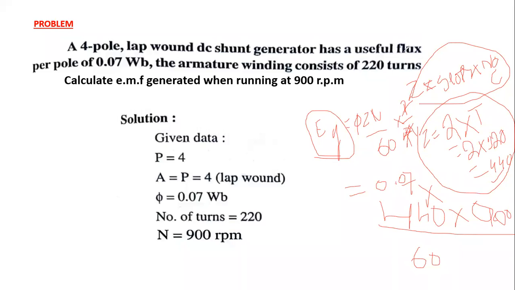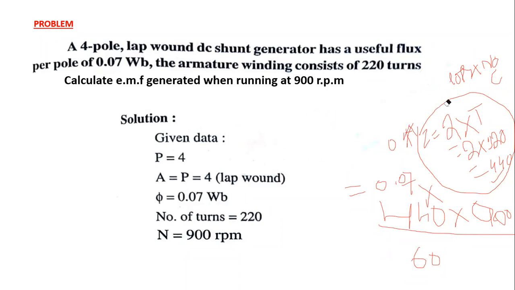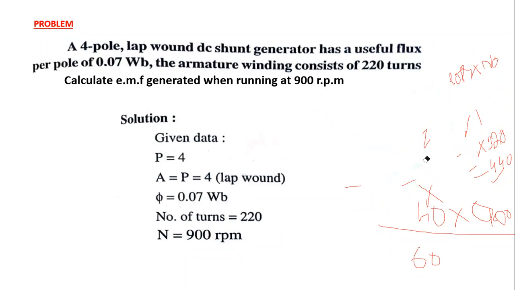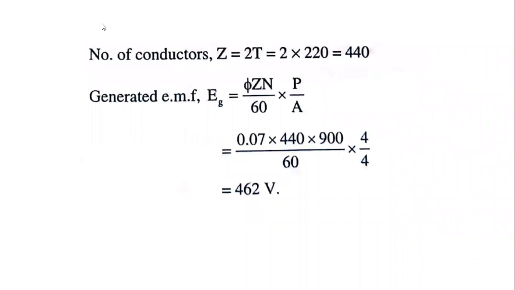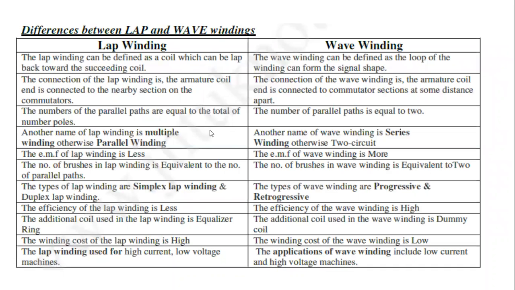Now in the present class, we are discussing the types of DC generators. How many types of DC generators are there? All of that will be discussed in the present class. Therefore EG is equal to 462 volts.